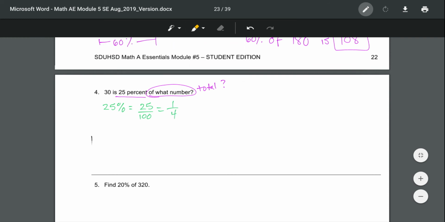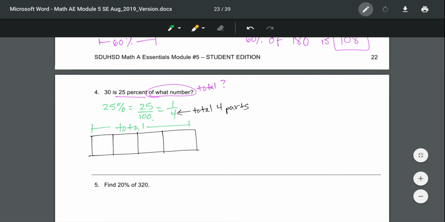Then sketch your bar model. And since it's 1/4, that means you have a total of 4 parts in the bar model. So break your bar model into 4 parts. And then you're trying to figure out the total. We don't know the total value of your bar model. Okay, and we're told that 30 is 25% of it.